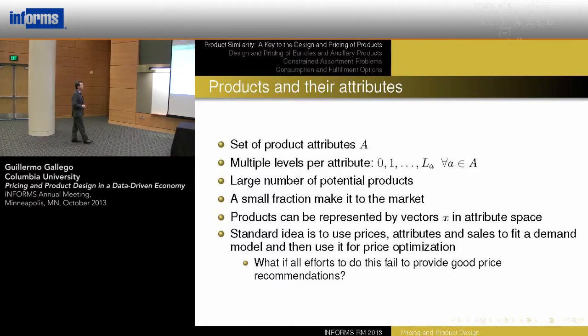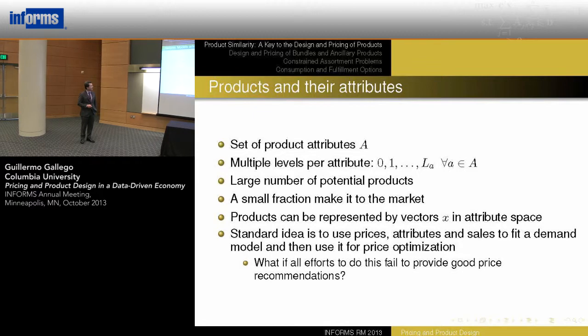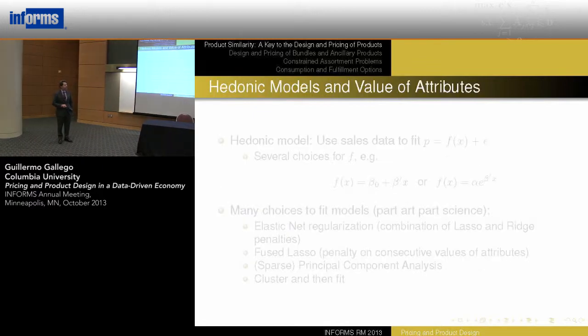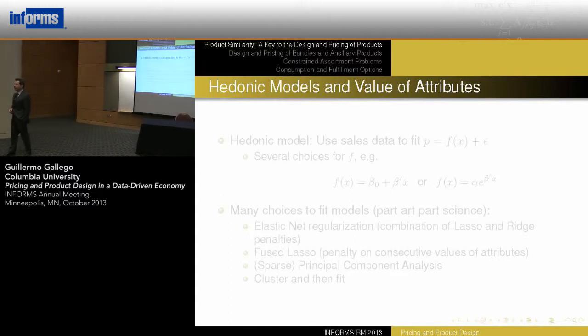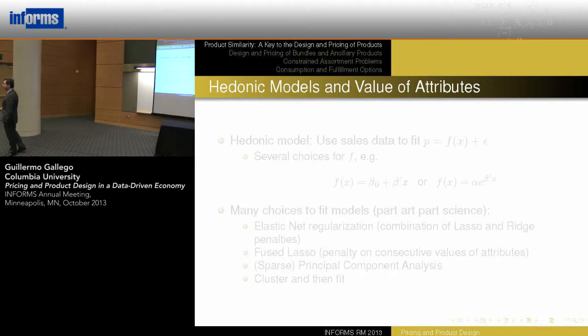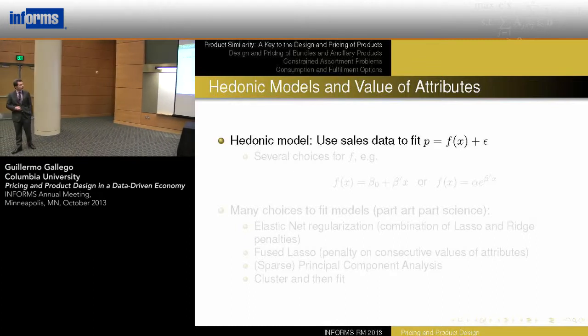So let me tell you a little bit about hedonic models that are used to value attributes. So a hedonic model uses sales data to fit a function of this form. Price is a function of the attributes plus some noise.